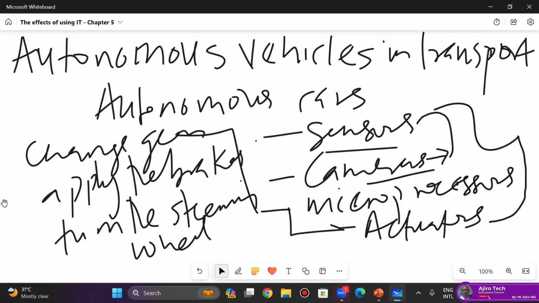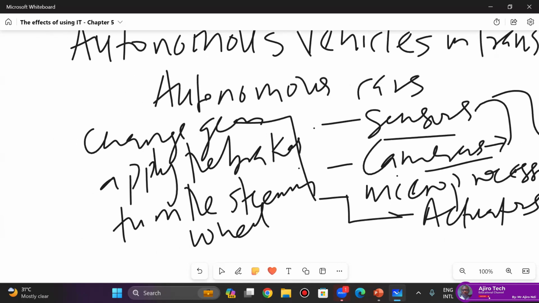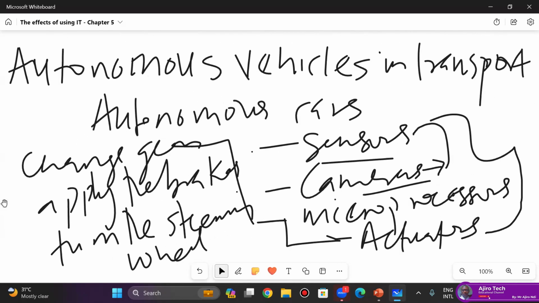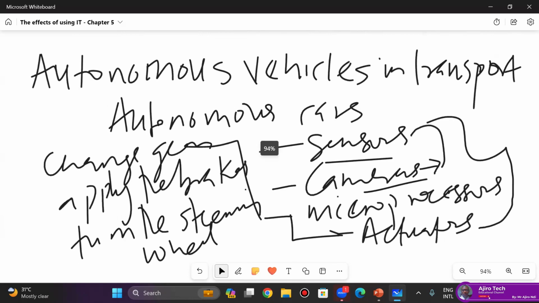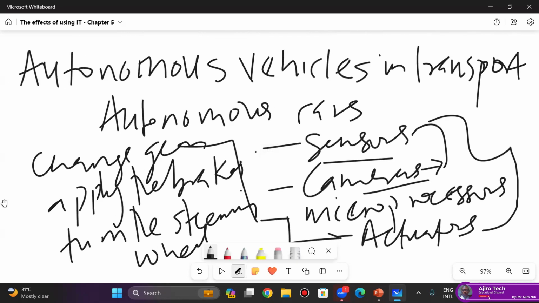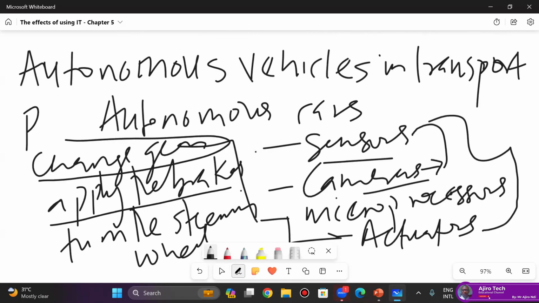Apply the brakes. Okay. So when it applies the brake, what does it change the gear to? Okay, it's going to change the gear to park, right? So again, it's going to apply the brakes, and then it's going to change the gear to what? Park. That's why you see P in the car, right?